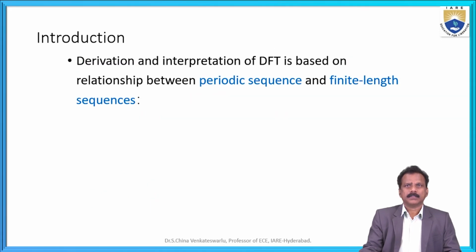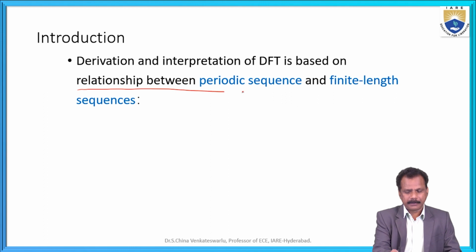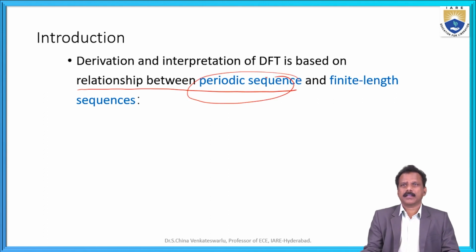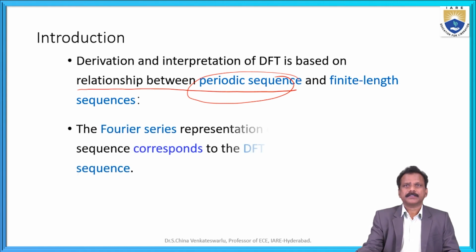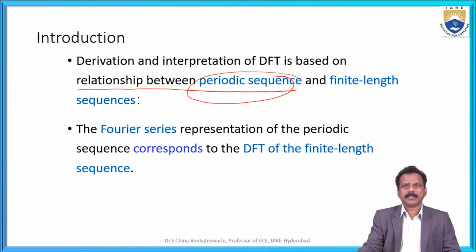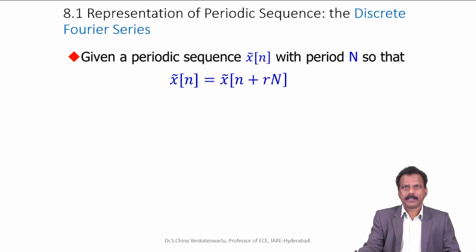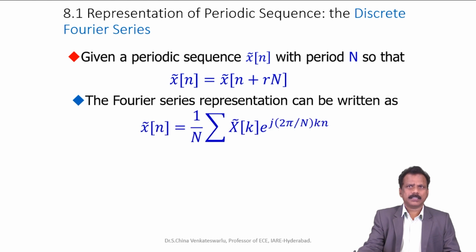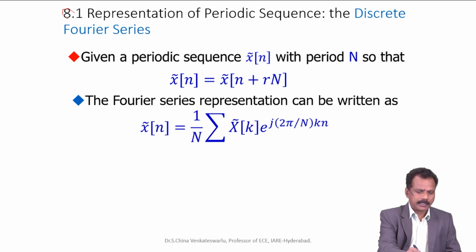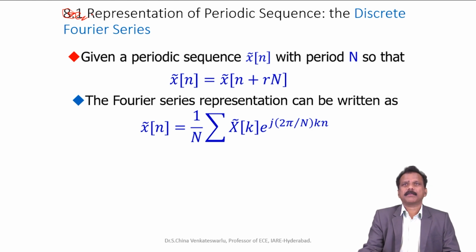The derivation and interpretation of the discrete Fourier transform is based on the relationship between periodic sequences and finite length sequences. The Fourier series representation of the periodic sequence corresponds to the discrete Fourier transform of the finite length sequence.